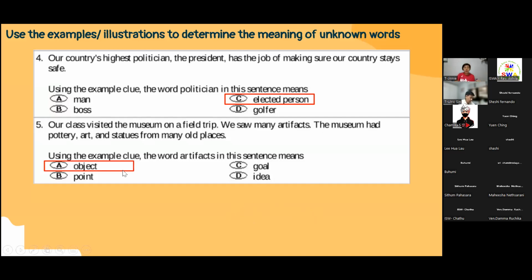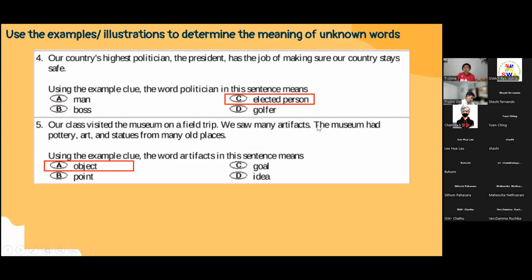Why? Because even when I look at the 4 answers, I know it's not goals. There's nothing to talk about goals here. We saw many goals, which is not right. We saw many points, which is also not right. So it's between object or idea. We saw many ideas, but it's also difficult to see ideas. But when we look at pottery, art, statues from many old places, we know it refers to object.